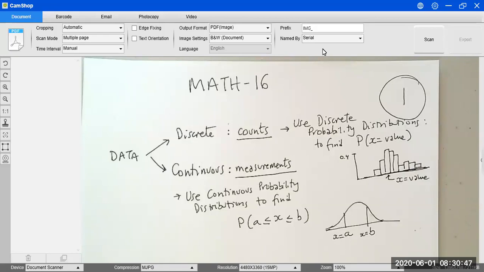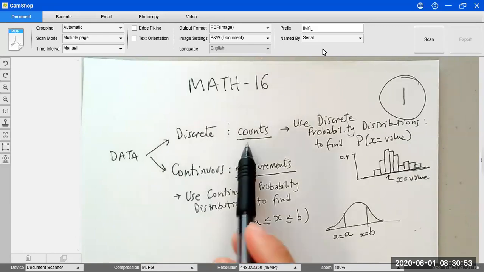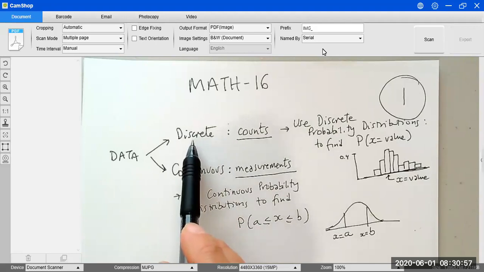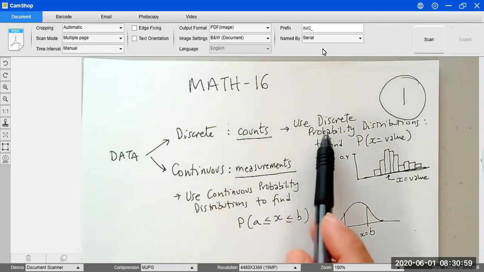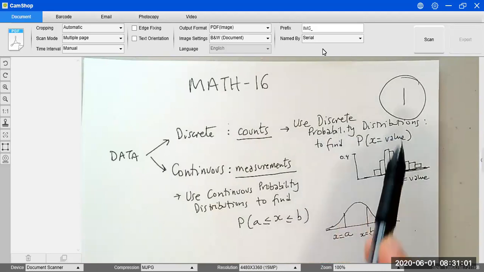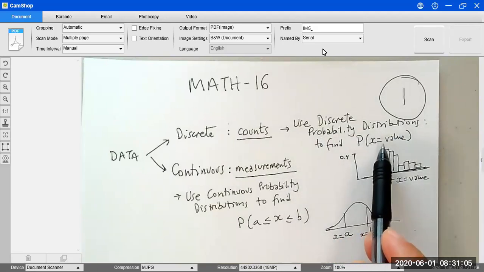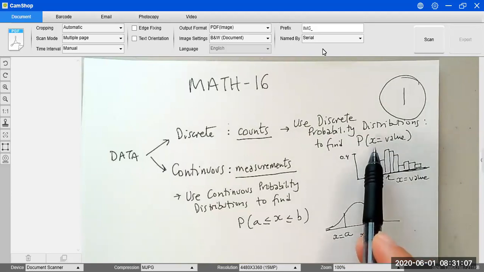We have data that is discrete and we have data that is continuous. So when we have the counts, we learned that we were dealing with data that is discrete. You're going to use discrete probability distributions to find probabilities, for example, the probability that X is going to take a value. That's what we did in the last chapter.